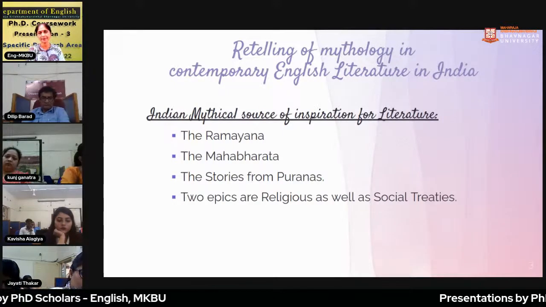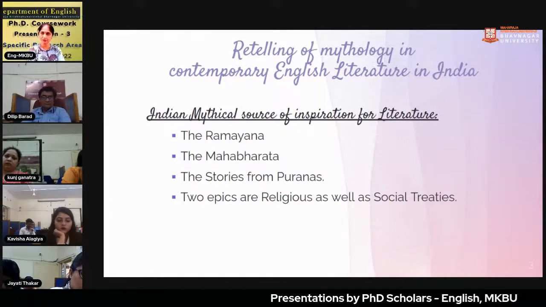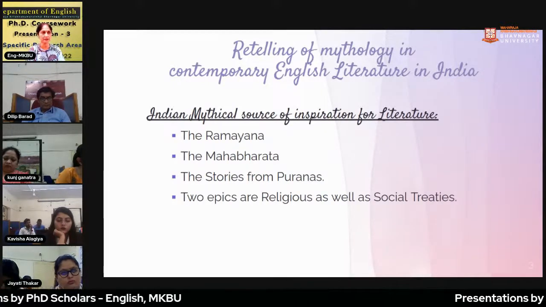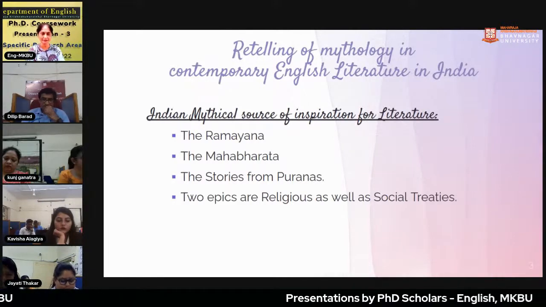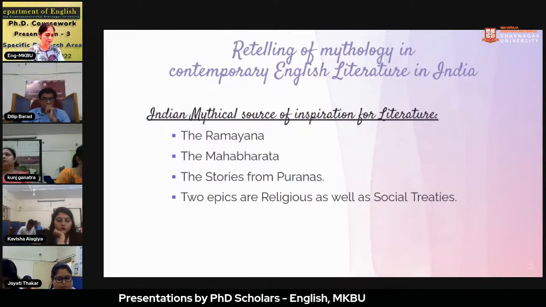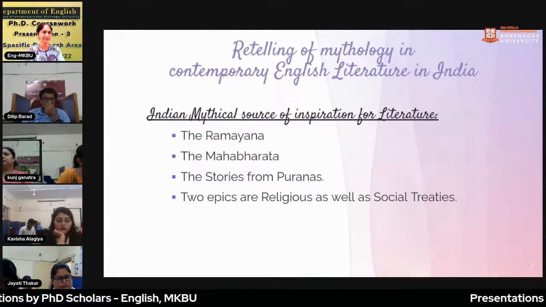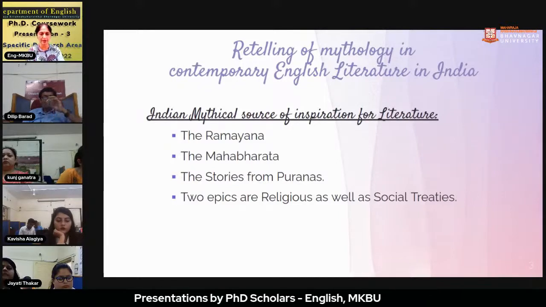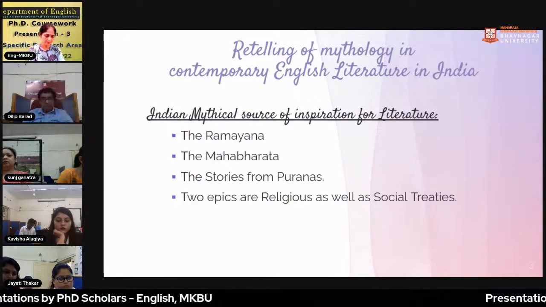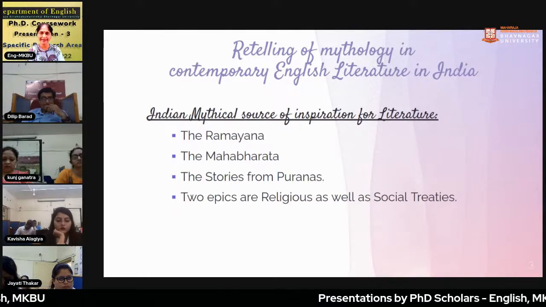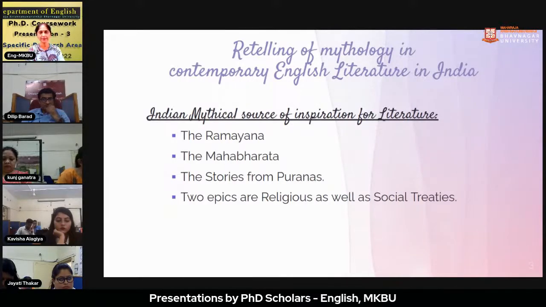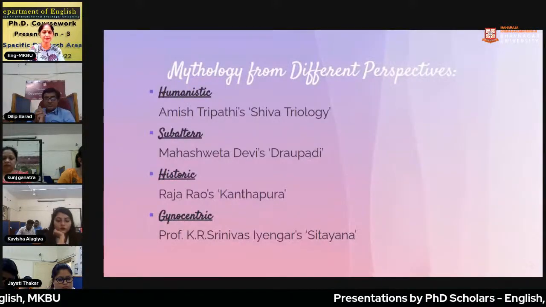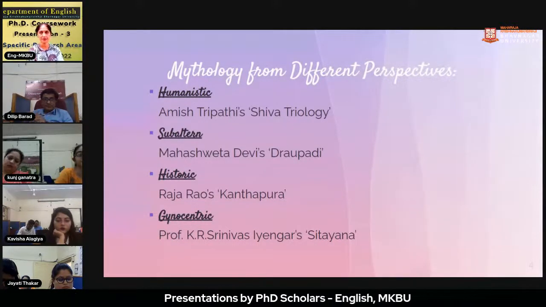Retelling of mythology in contemporary English literature in India. In English literature, we know that from the initial stage it had a great impact of Roman and Greek mythology. Similarly, in India, Indian English literature has a great impact of Indian mythological scriptures. And when we say Indian mythological scriptures, basically Hindu scriptures, particularly the Ramayana, the Mahabharata, and some stories from the Puranas, these are generally adapted for retelling. The two epics, the Ramayana and Mahabharata, are religious as well as social treatises, because they exist in our society in one way or another. It is like a social contract.